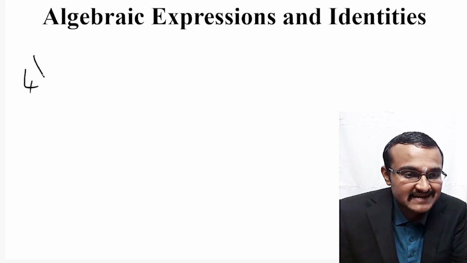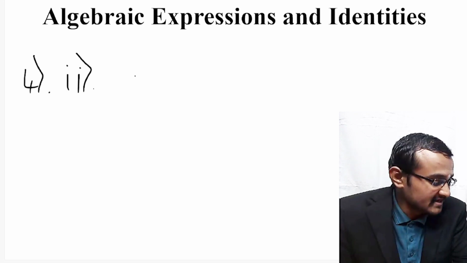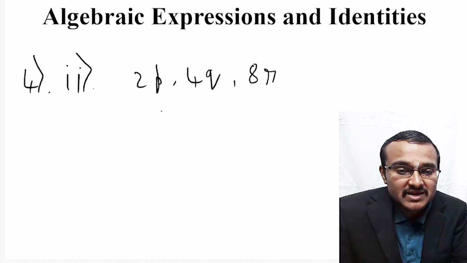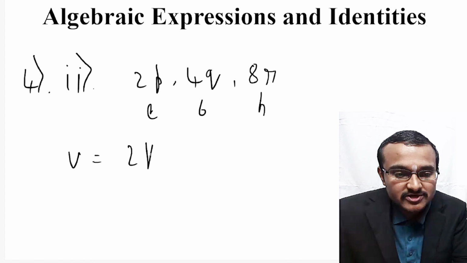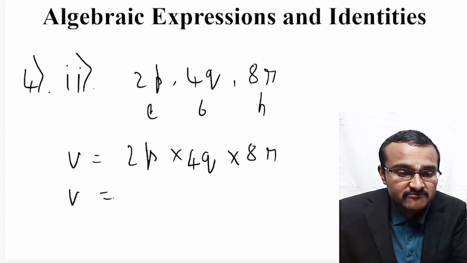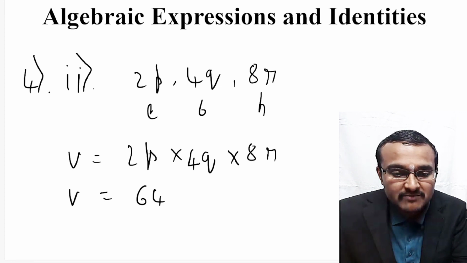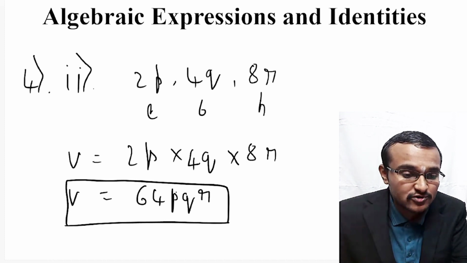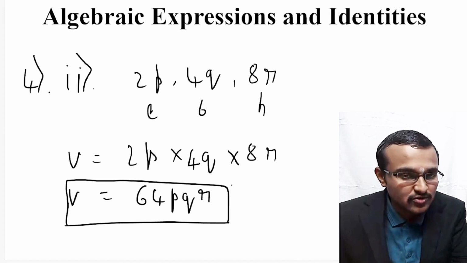Coming to the second question in this fourth question, they have given 2p, 4q and 8r as length, breadth and height. So here also you should find the volume. It will be 2p into 4q into 8r, because length into breadth into height is the volume of a cuboid. When you perform 2 into 4 into 8, 4 2s are 8, 8 8s are 64. p into q is pq, pq into r is pqr. So the answer for this second question is 64pqr.